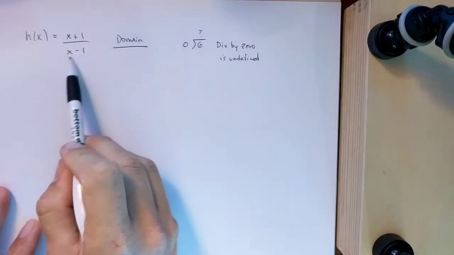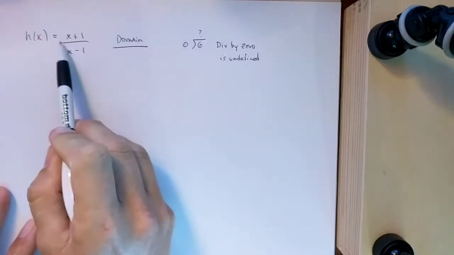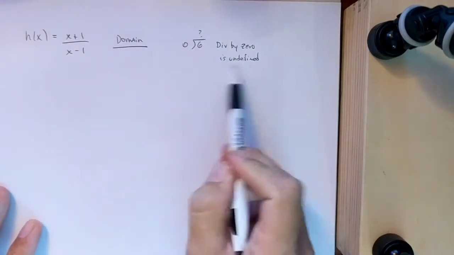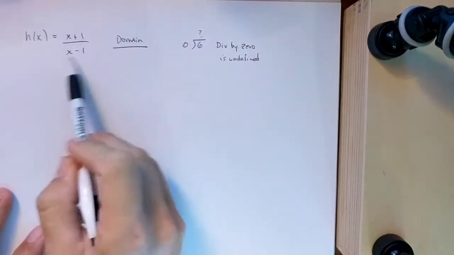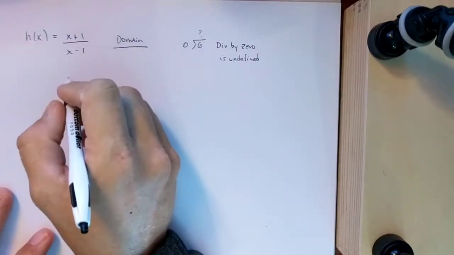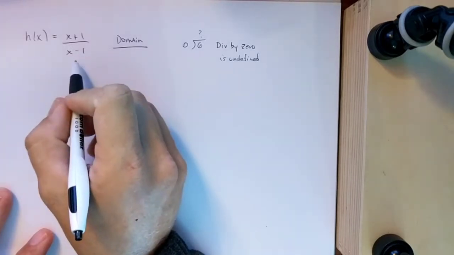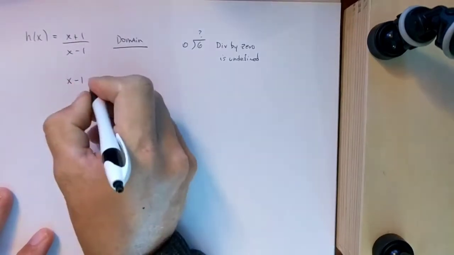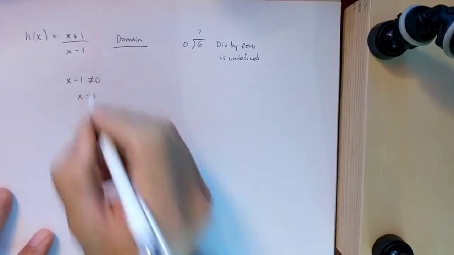Well, if x were equal to 1, then I'd put 1 plus 1 in the top, that would be 2, and 1 minus 1 would be 0, and I'd be doing 2 divided by 0, which is still undefined, right? So for the domain of a function that has a denominator, we need to make sure that the denominator is a real number that's not 0. And so we're going to say that x minus 1 cannot equal 0. If you add 1 to both sides, you get x cannot equal 1.